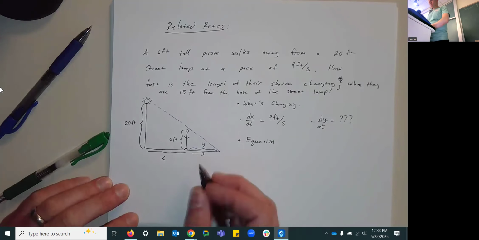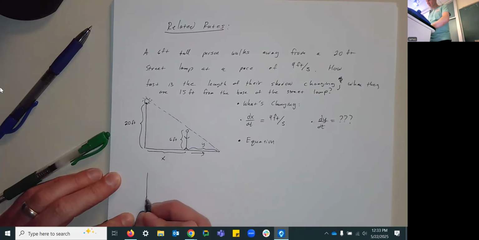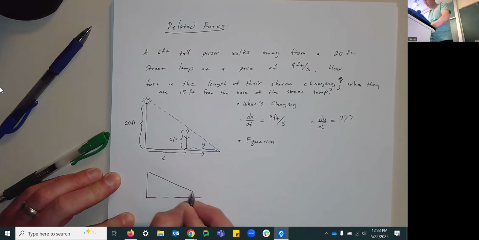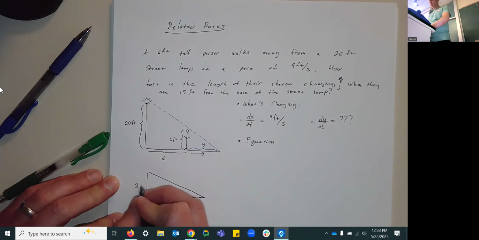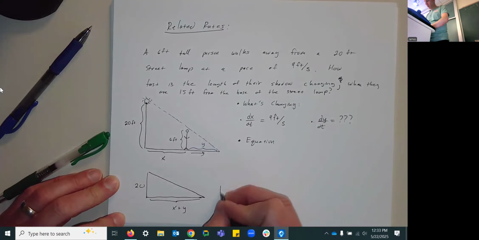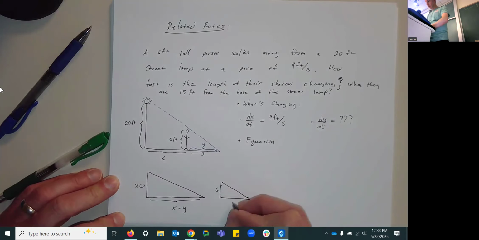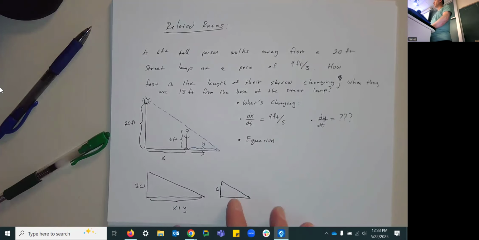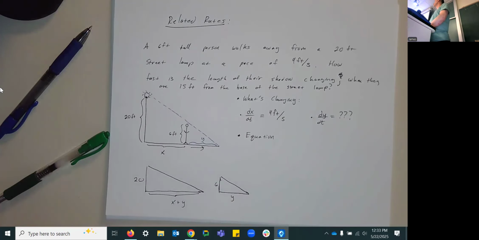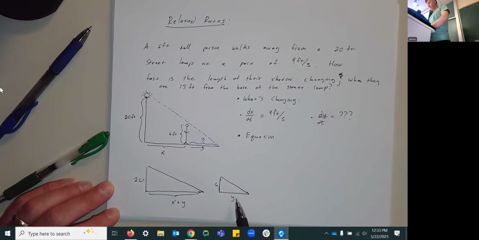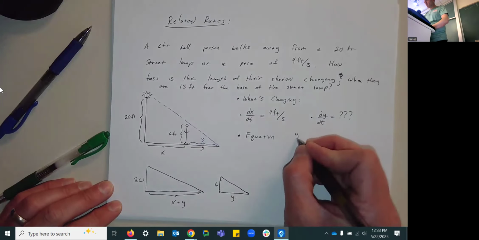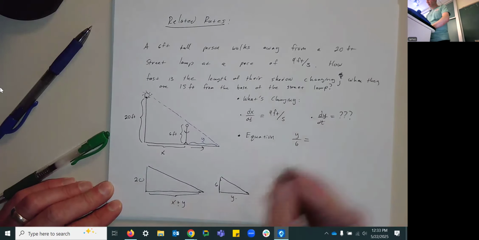So if you just draw the triangles, you've got this bigger triangle whose height is 20 and whose base is x plus y. And you've got this smaller triangle whose height is 6 and whose base is y. And you can set up any ratio you want. I would encourage you to pick one where the variables aren't in the denominator. So I'd say the base divided by the height is equal to the base divided by the height.